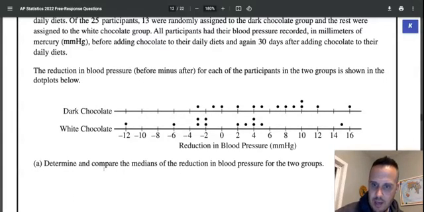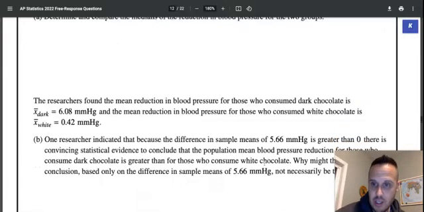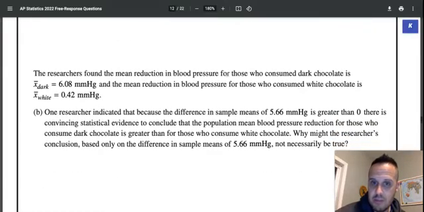Okay, compare the medians. So we have the two medians. Make sure you use a comparison word like: the median reduction in blood pressure for the dark chocolate group was 7 mmHg, which is greater than the median reduction in blood pressure for the white chocolate group, which was only 0 mmHg. Okay. Then the researchers found the mean reduction in blood pressure, x bar dark, x bar white. One researcher indicated that because the difference of 5.66 is greater than 0, there's convincing statistical evidence.